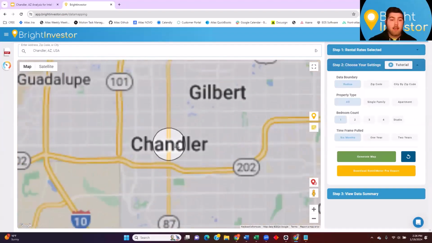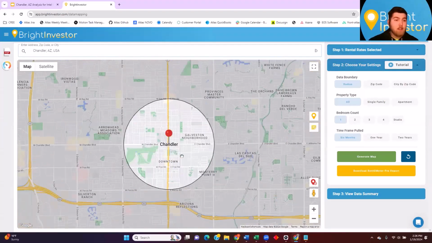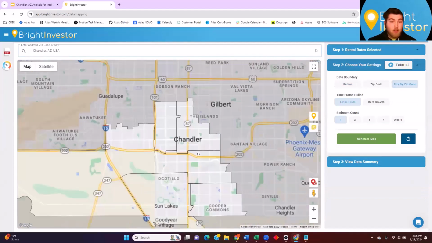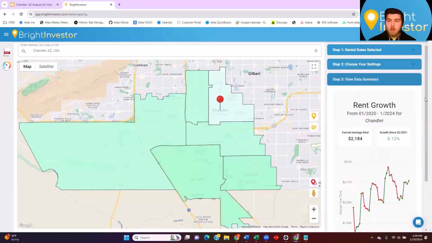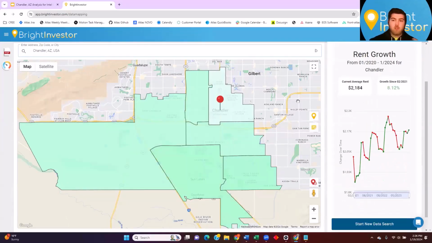Now, one of the next things I'll look at in a marketplace is rents. It's exceptionally important that if I'm buying a property somewhere, it has the rents that I need to cash flow. So what I'll typically do is come in and say, in Chandler, let's see how rents have been performing over the last few months. For an average two-bedroom in Chandler, the current average rent is about $2,100, $2,200 a month.